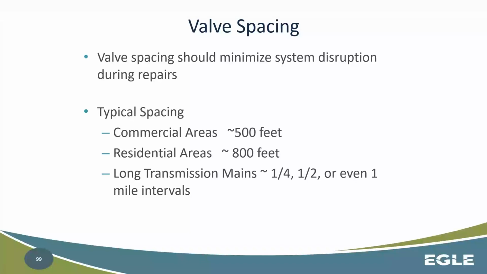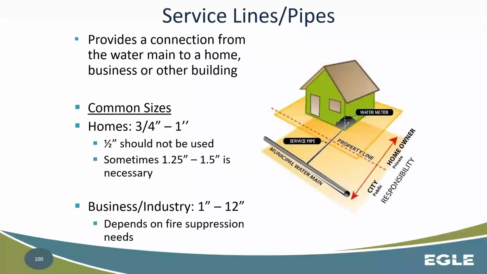Typical spacing: in commercial areas, maybe you're talking every 500 feet; in residential areas, every 800 feet. And if you're talking large transmission mains, maybe it's a quarter mile, half mile, maybe a mile, depending on the situation. So just, again, things to keep in mind as you're building your water system.